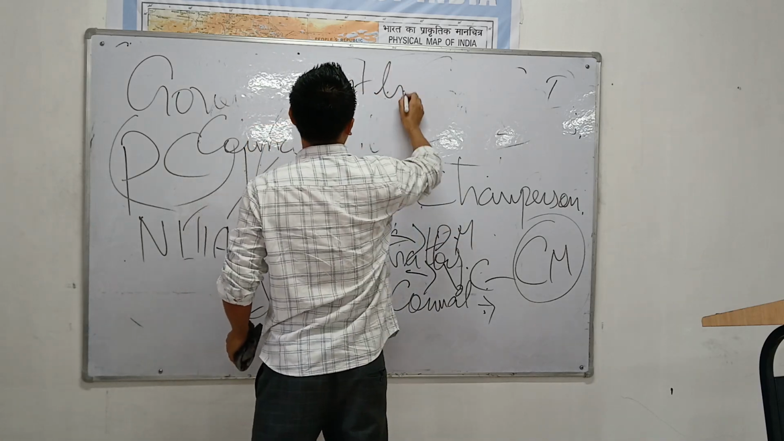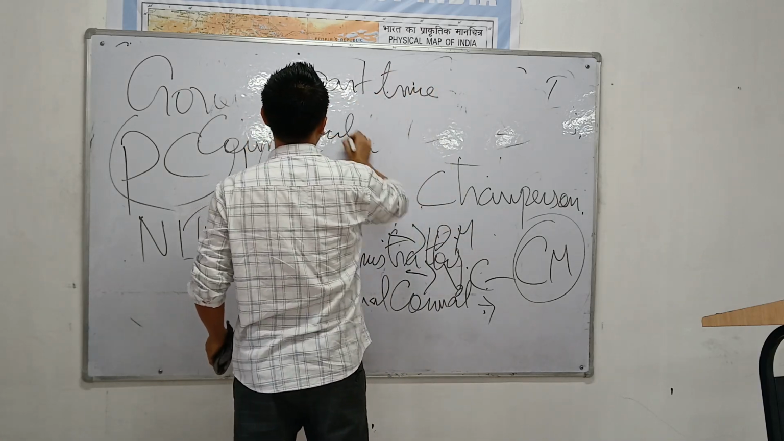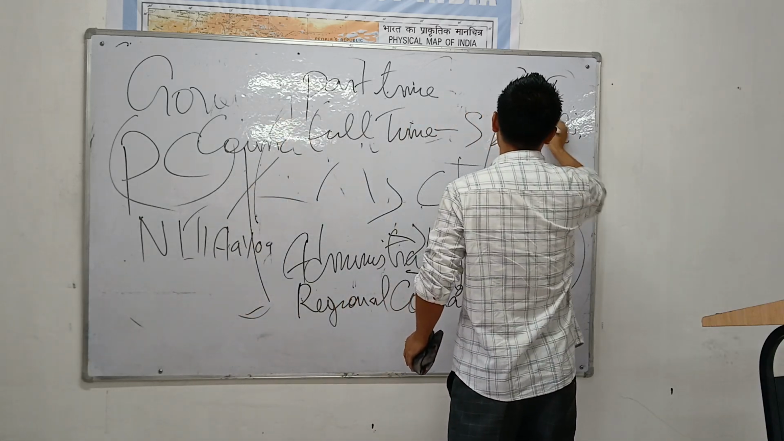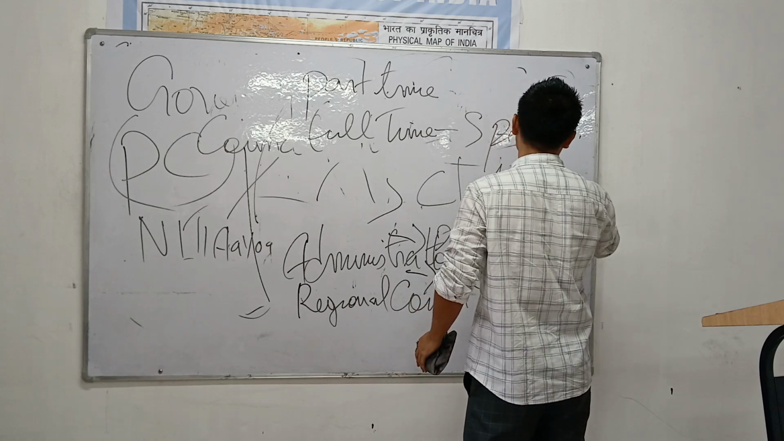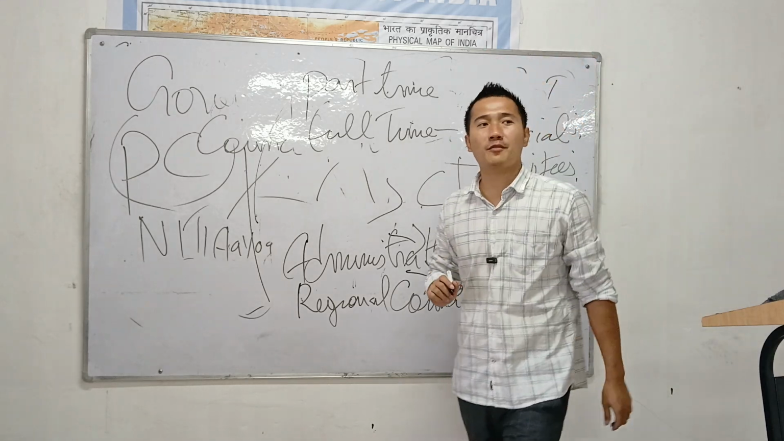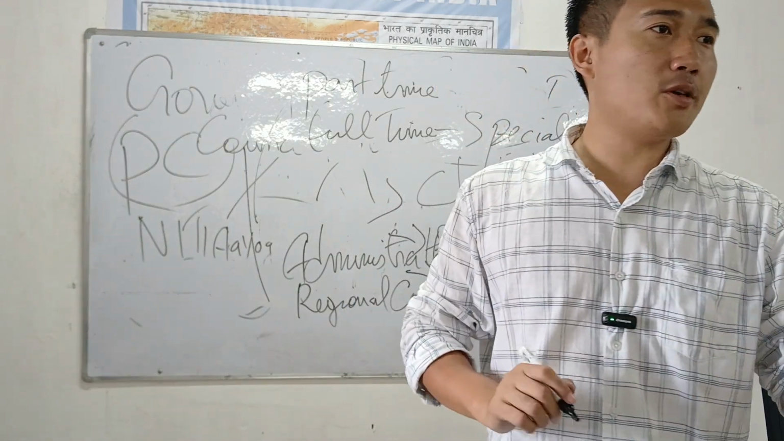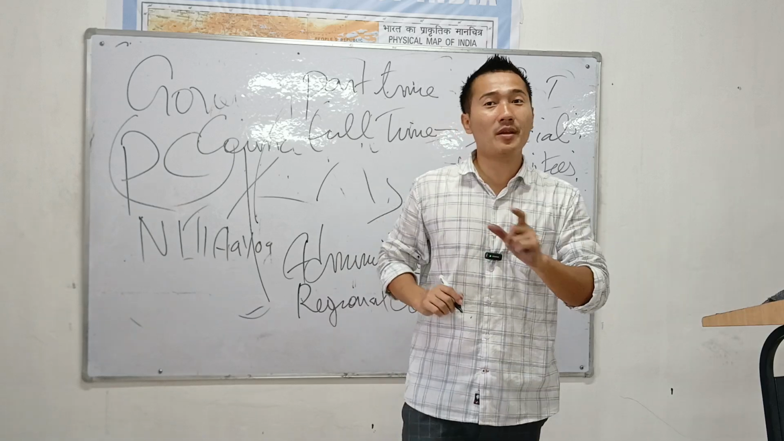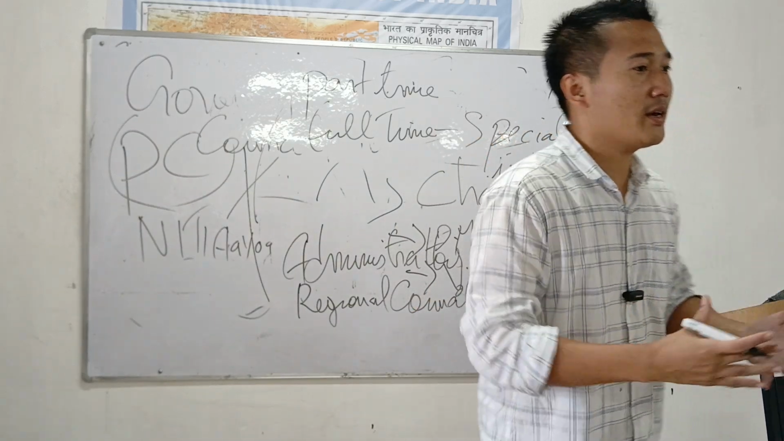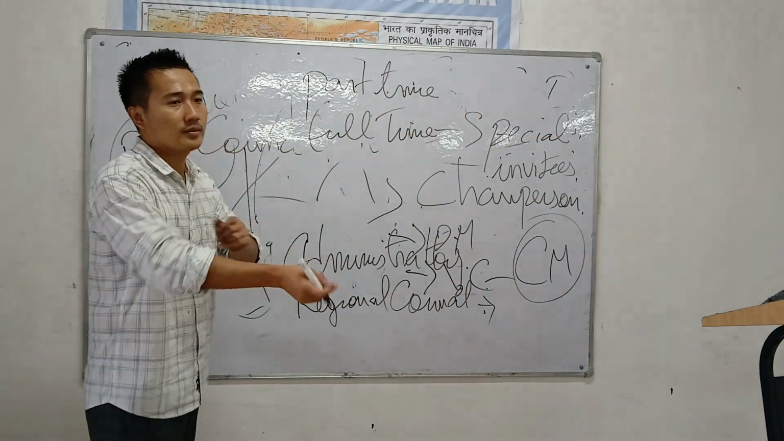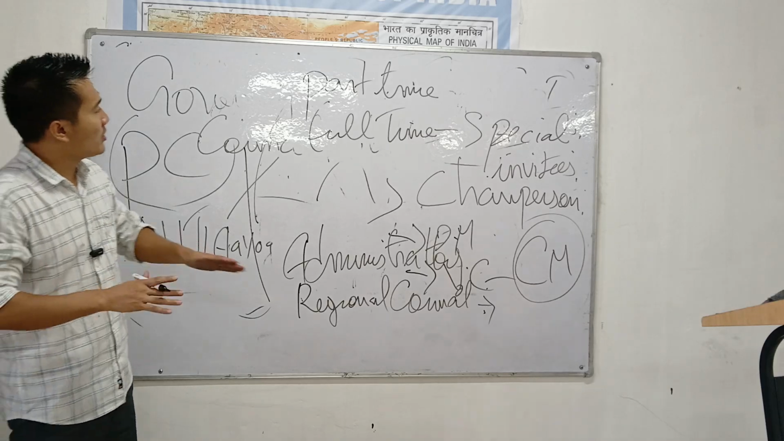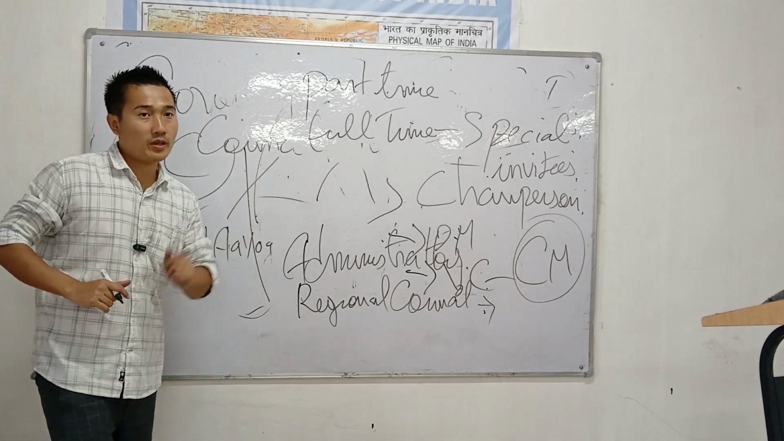We have part-time members, full-time members, and special invitees. So who are these special invitees? You might be a professor from Oxford University in England. You may be from Cambridge. You might be a professor from St. Stephen's College, New Delhi. You are going to be invited to give your suggestions on how to go forward with special reference to the economic policy of the country. So this is where we can have special invitees, without the right to vote.